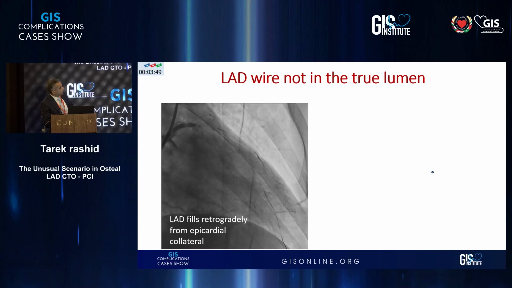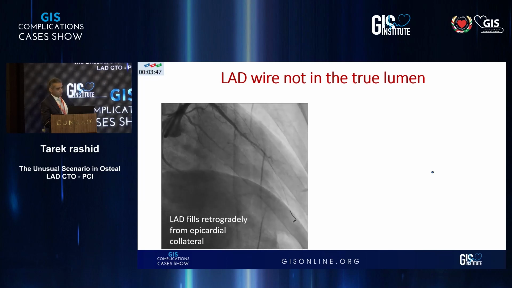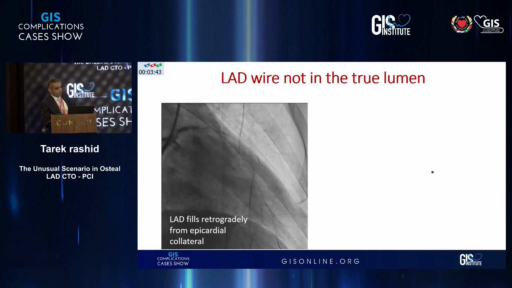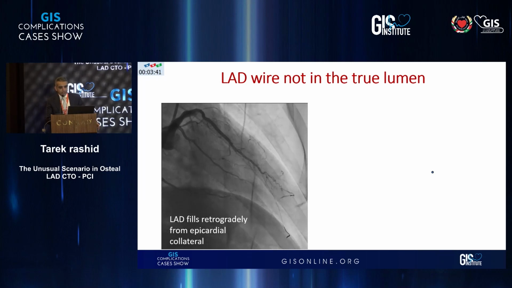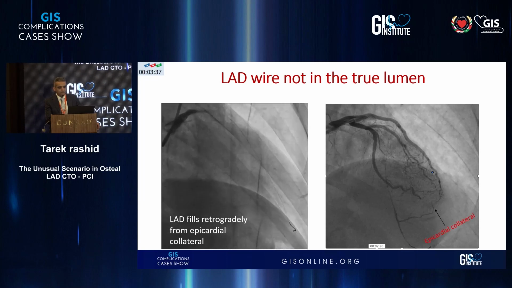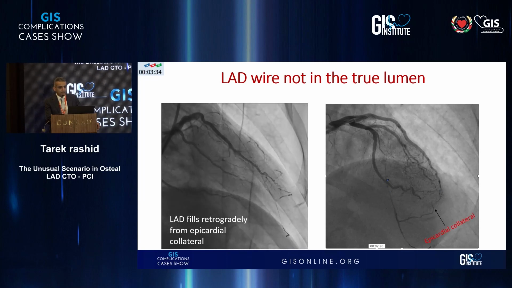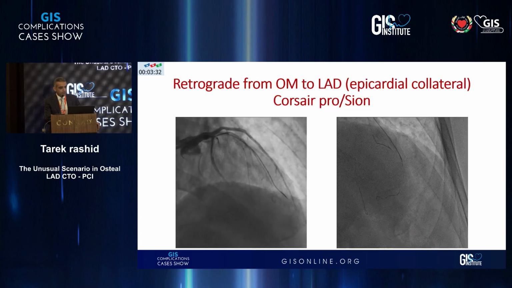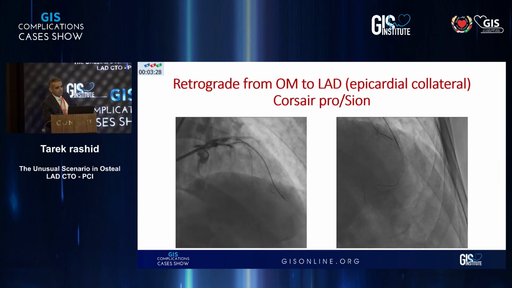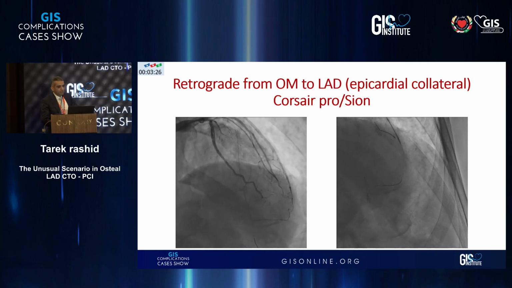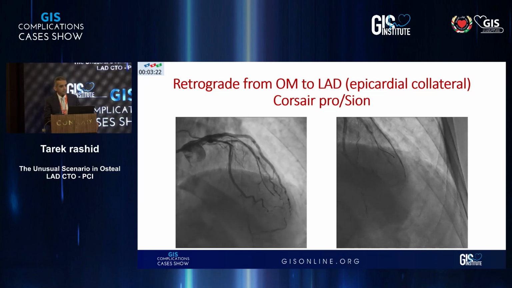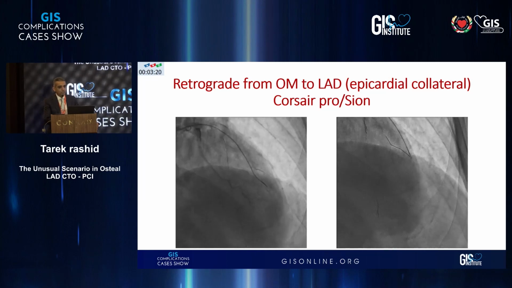So you can appreciate this is a very good collateral, although it's an epicardial collateral, going from the OM to the distal LAD. So crossing from this collateral, same microcatheter, it's a Corsair Pro, and same wire, the regular Sion wire. We can cross into the LAD retrogradely because it's still the wire in the subintimal space in the LAD. So crossing retrograde again.